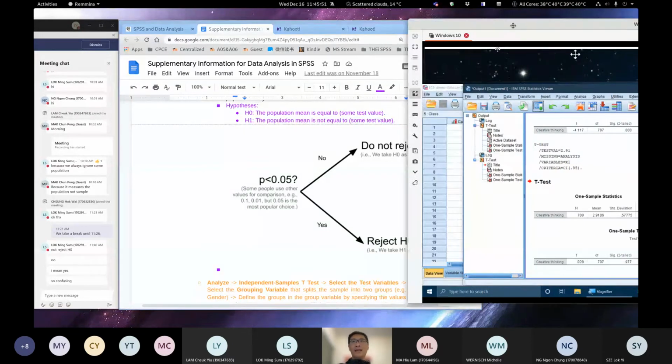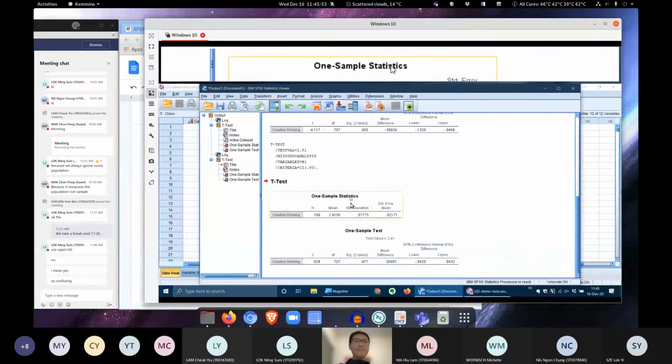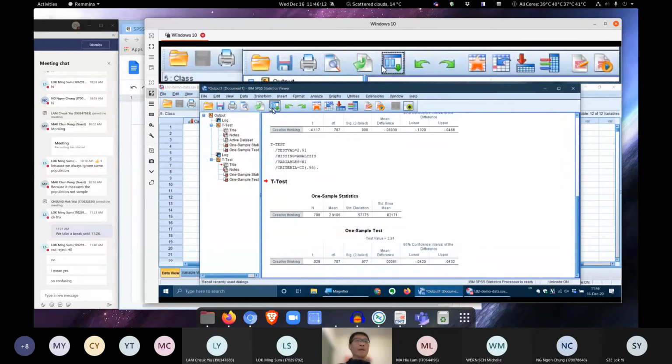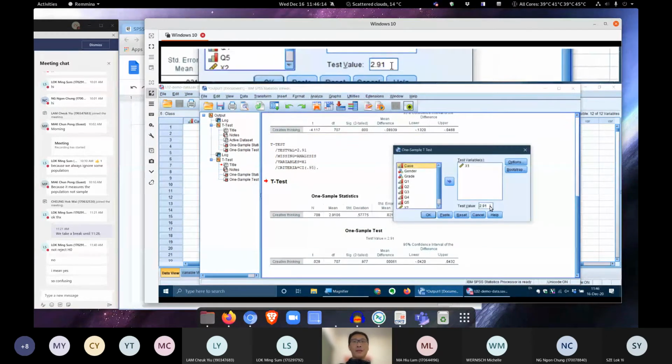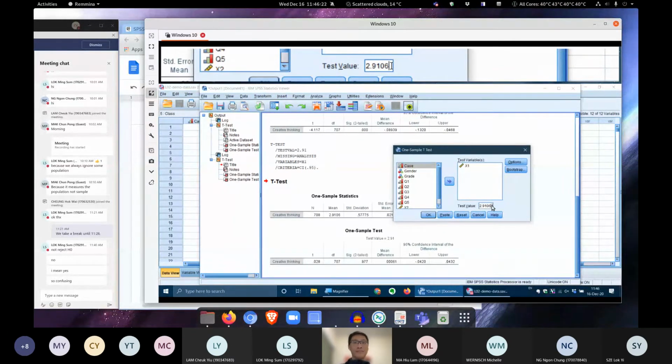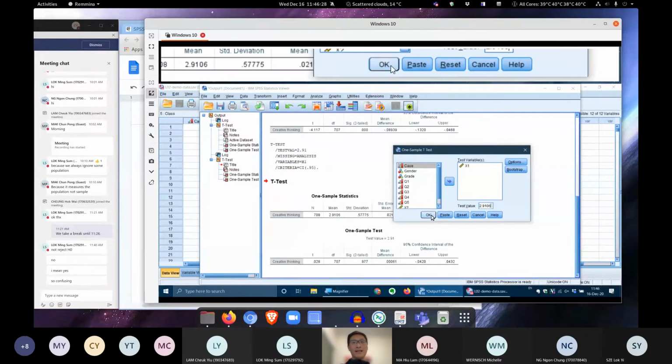Now, I want to make it even more extreme. What if we use a test value that is 2.9106? That is, it is equal to the sample mean up to 4 decimal places. So it means that these two numbers are very close together. Now, let's see what we get. So I changed the test value from 2.91 to 2.9106. Okay, that is very close to the sample mean. Now, in this case, we click OK here.